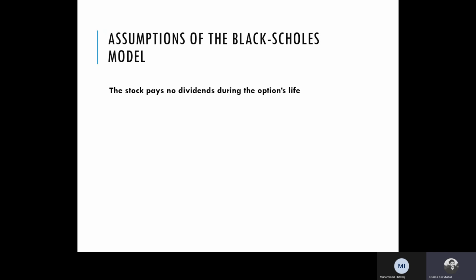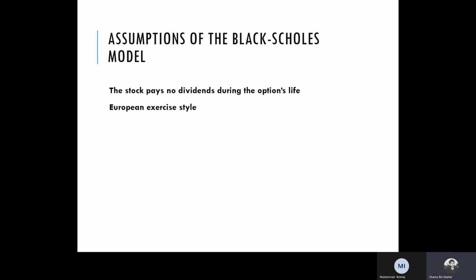Now we will discuss the assumptions. The stock pays no dividend during the option's life. As you can see from the formula, we haven't included any dividend. So we don't talk about dividends right now. The first Black Scholes model didn't talk about dividends, but later on there were some changes in the formula, and we discuss dividends and options.